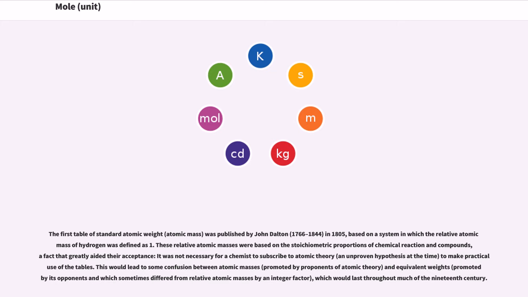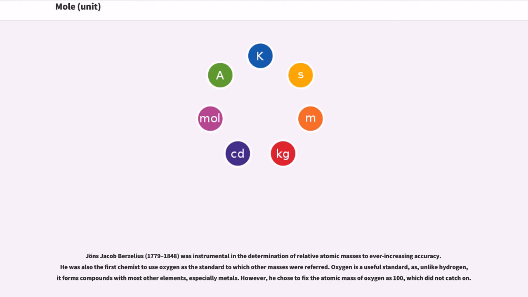Jöns Jacob Berzelius, 1779-1848, was instrumental in the determination of relative atomic masses to ever-increasing accuracy. He was also the first chemist to use oxygen as the standard to which other masses were referred. Oxygen is a useful standard, as, unlike hydrogen, it forms compounds with most other elements, especially metals. However, he chose to fix the atomic mass of oxygen as 100, which did not catch on.